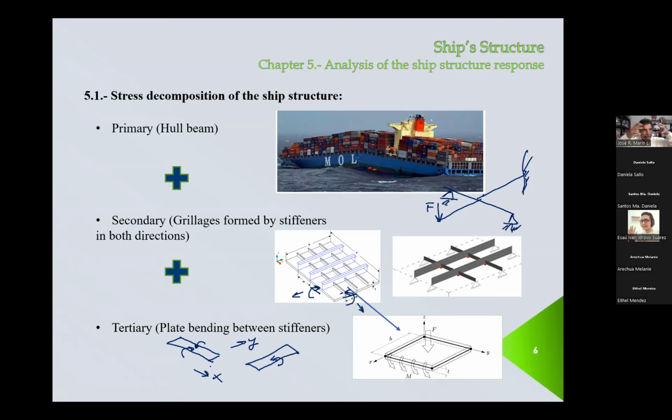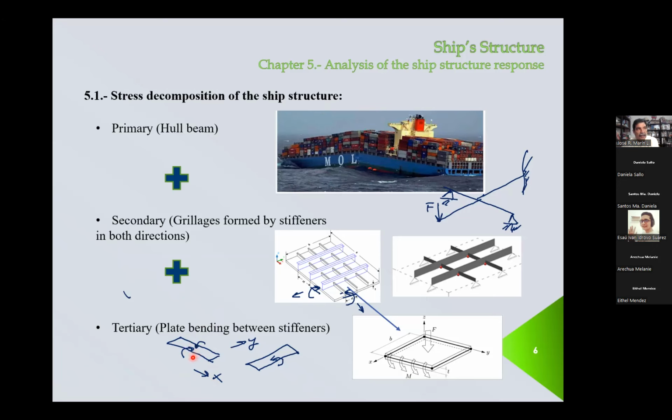So you have to have a clear idea of the physical situation. In this example, if you have longitudinal bending, the primary bending, you will generate stresses in the X direction. So for this example, these stresses here will be acting in this direction, while the tertiary will be in the Y direction. So the combination is going to be special.